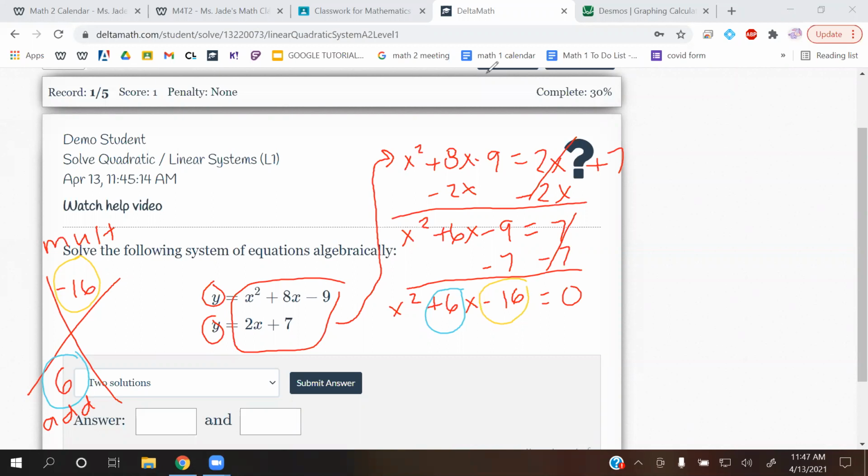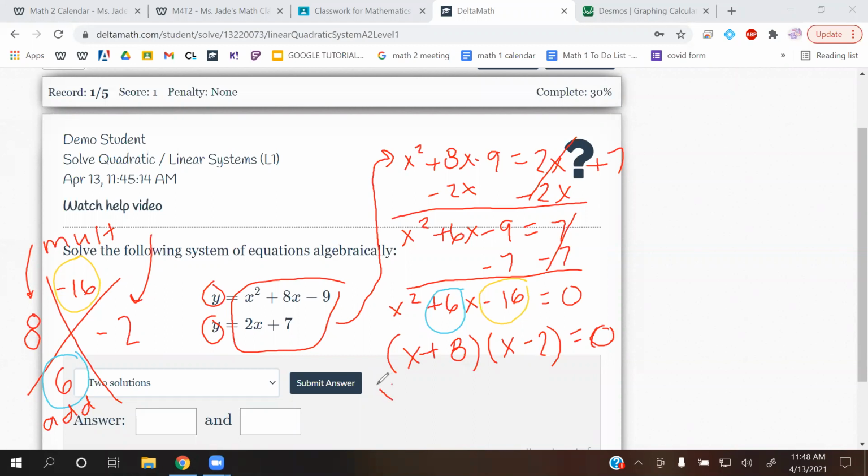Those numbers will be 8 and -2, because 8 times -2 gives us -16, and 8 minus 2 gives us 6. Therefore, I can write x plus 8, and then x minus 2. Oops, that's supposed to be a 0. There we go. All right, so before I move on, are there any questions up until here? x plus 8, x minus 2 equals 0. We're going to set each factor equal to 0.